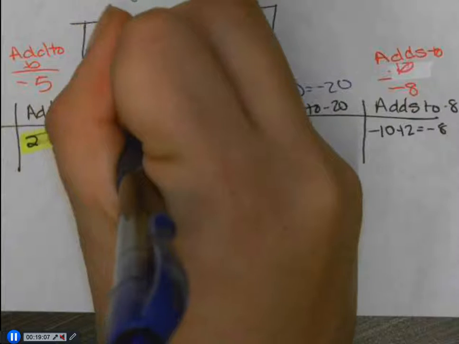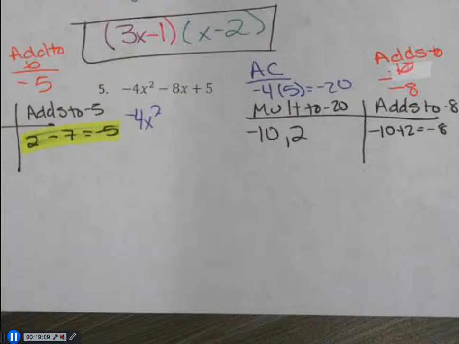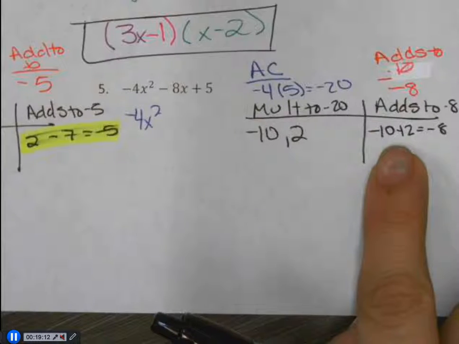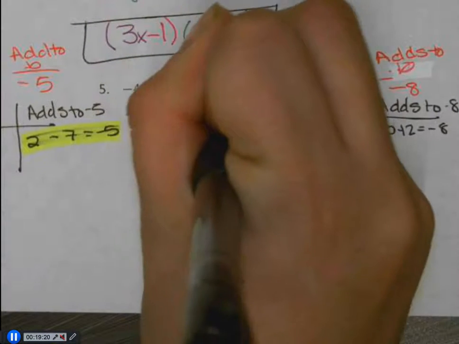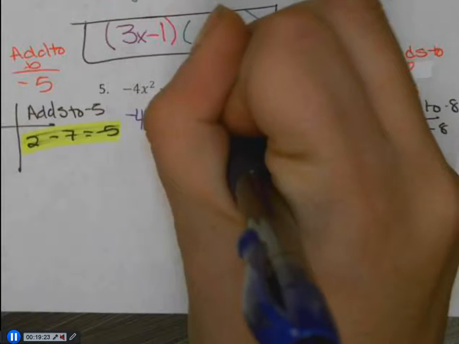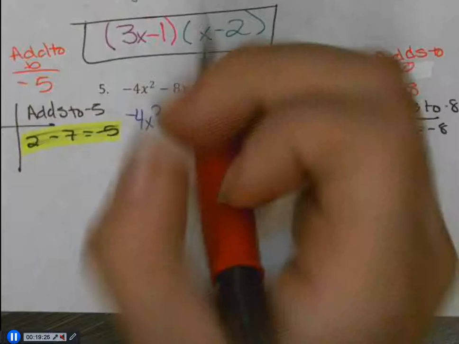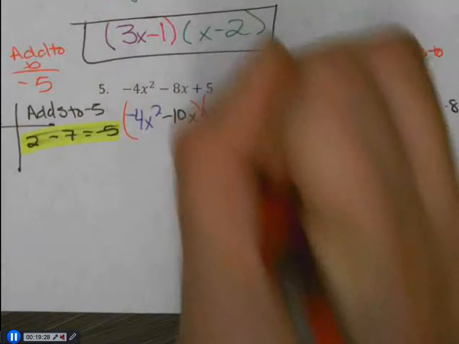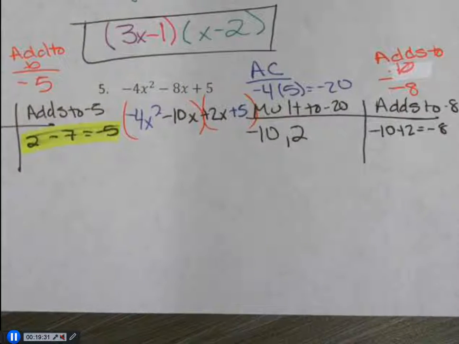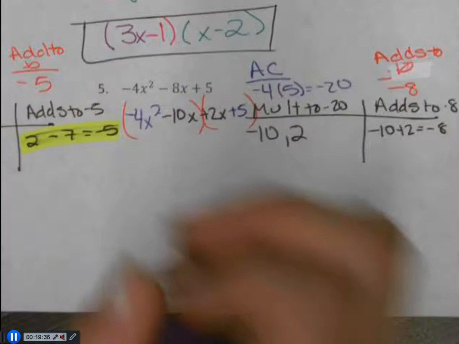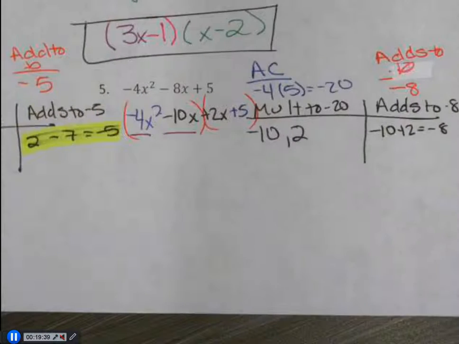So I'm going to have negative 4x squared, and then... Which makes more sense to put with the 4? 10 or 2? Okay. And then 5 at the end, right? Okay, then I'm going to split them into my 2 pairs. It'll work the same though.